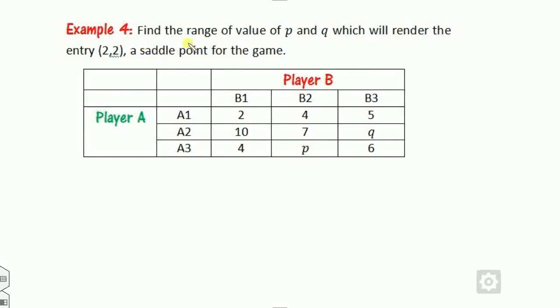Look at one more example. Find the values of P and Q. Here P is here, Q is there. That will give you 2, 2: A2 and B2 is a saddle point. It is given that 2, 2 is a saddle point. This is my saddle point, and you have to find the values of P and Q.